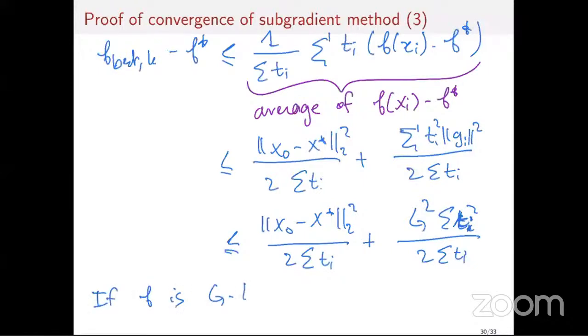if f is G-Lipschitz, then the norm of the gi's is going to be less than G. This is exactly the same as saying that if a function is G-Lipschitz, then the norm of the gradient is at most G. The same proof follows for the subgradient, so you can show that if a function is G-Lipschitz, then the subgradients all have norm at most G. This is what allows you to bound the norm of gi squared by G squared. So this is essentially the proof of the inequality that I showed earlier.